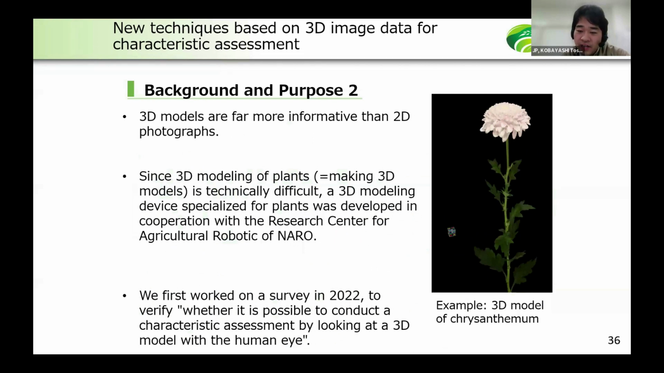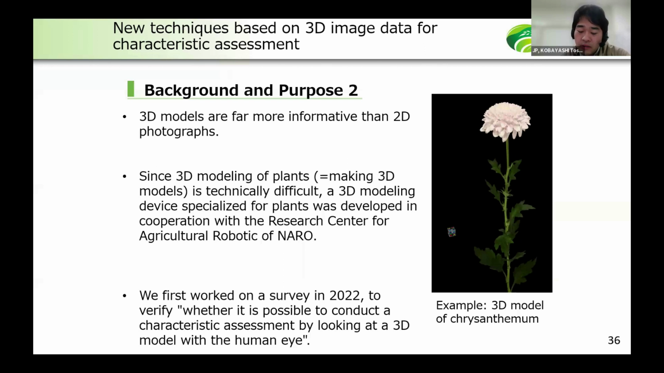So, as mentioned earlier, the goal is to conduct automatic analysis in the future. But before reaching that goal, we first worked on the survey in 2022 to verify whether it is possible to conduct a characteristic assessment by looking at the 3D model with the human eye. As a premise, a 3D model can be manipulated on a computer and viewed from various angles. Furthermore, it is characterized by a far greater amount of information than a flat photograph, as it reveals three-dimensional shapes such as unevenness.